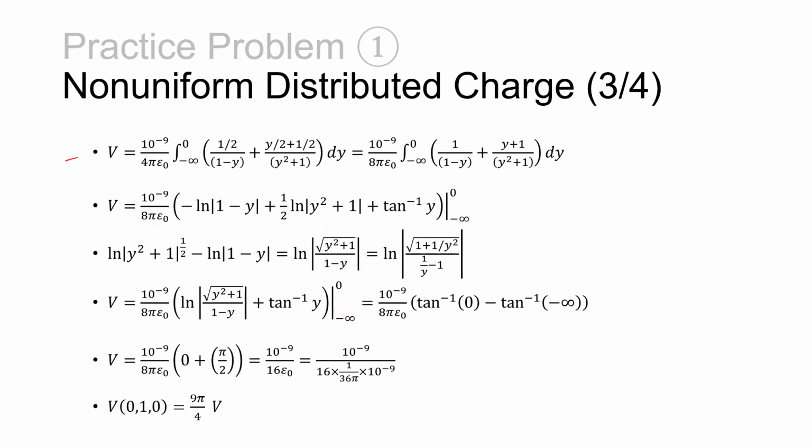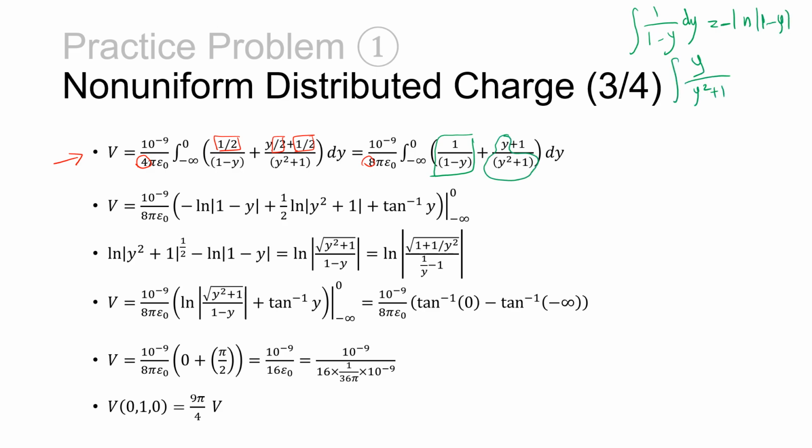Now we go back and substitute in our voltage equation. These halves are nothing but A, B, and C. Then we take this half as common, and this 4 becomes 8 here. Ultimately we will find that we have three integrals: the integration of 1 over 1 minus y, which is simply minus ln of 1 minus y, and the integration of y over y squared plus 1 dy.